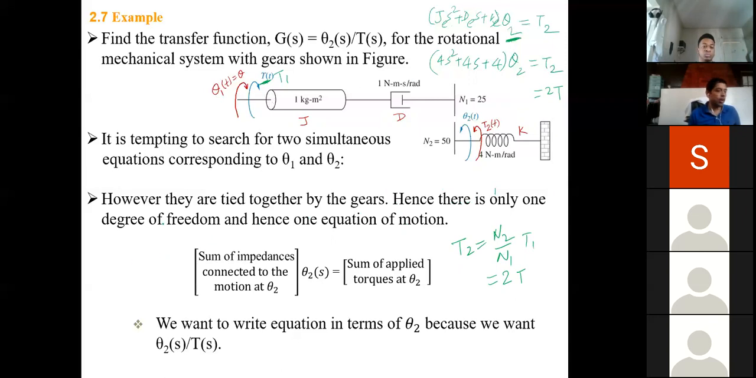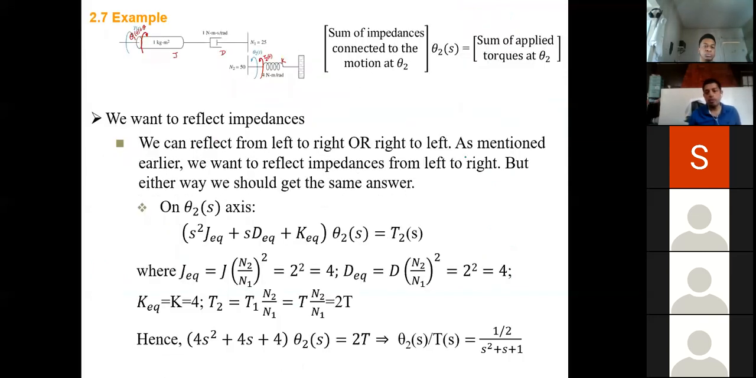Now, can you find theta 2 over T from there? Bear with me just a second. So now what is your theta 2 over T? Can I say 1 over 2 s squared plus s plus 1? Because this guy had 4 here, right? It factored out 4: 4 times s squared plus s plus 1 theta 2 equals 2T, right? Then what is your theta 2 over T? 2 over 4, which you can simplify to 1 over 2. So that's your answer. Boom.